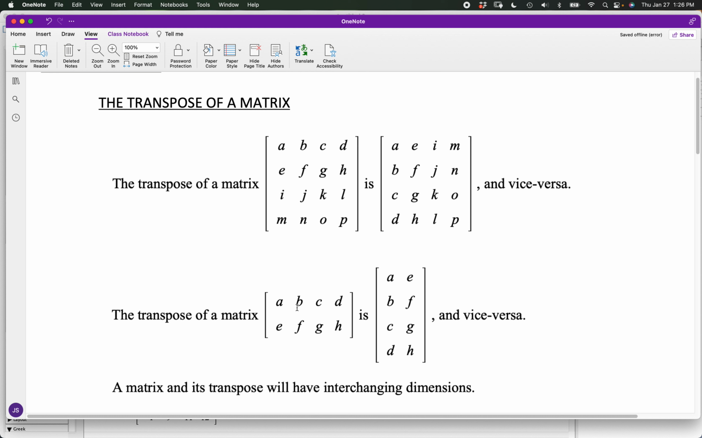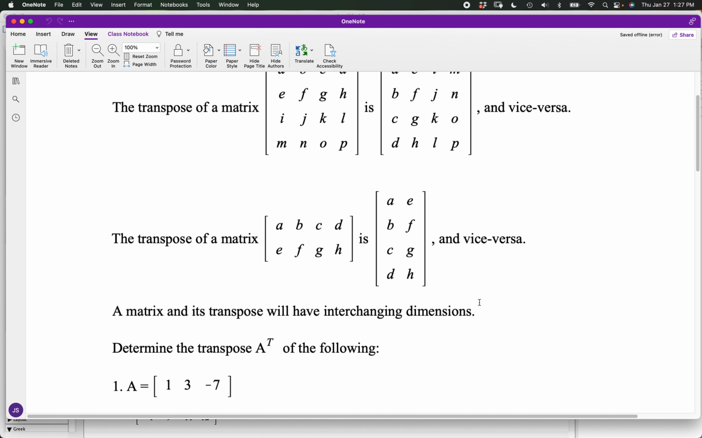So you have A, B, C, D running across row-wise, and moving vertically downward in the transpose. First row, first column, second row, second column, where we have E, F, G, H. So row by row, the transpose of A, B, C, D, E, F, G, H becomes A, E, B, F, C, G, and D, H.